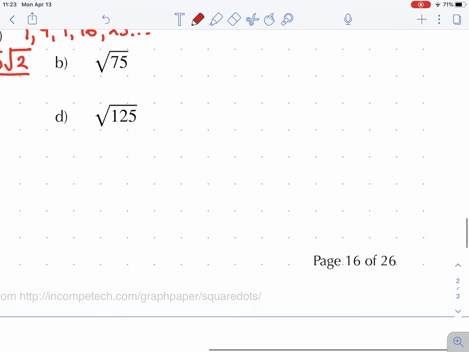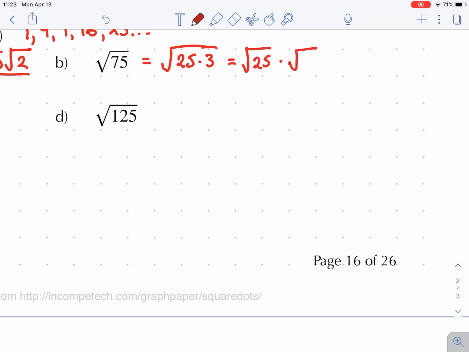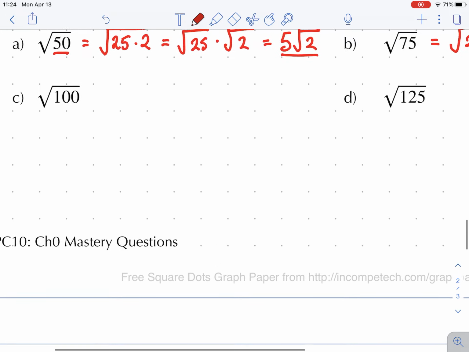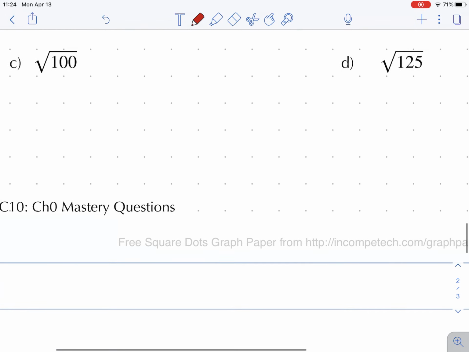All right, let's do letter B. 75, again, can be divided by 25, so it's the square root of 25 times 3, which is equal to the square root of 25 times the square root of 3, which is equal to 5 times the square root of 3. Again, that is simplest form. The square root of 100. Oh, you should notice 100 is a perfect square. So the square root of 100 is just a whole number. It's just 10. That's done.